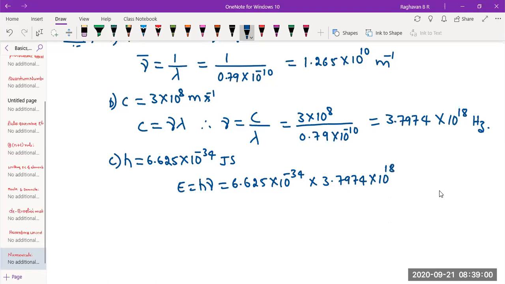10 raised to minus 34 and 10 raised to 18 will be 10 raised to minus 16. Am I right? Give me the product of 6.625 and 3.7974. How much would it be? 25.1615. Good. 10 raised to minus 34 into 10 raised to 18 would be 10 raised to minus 16.